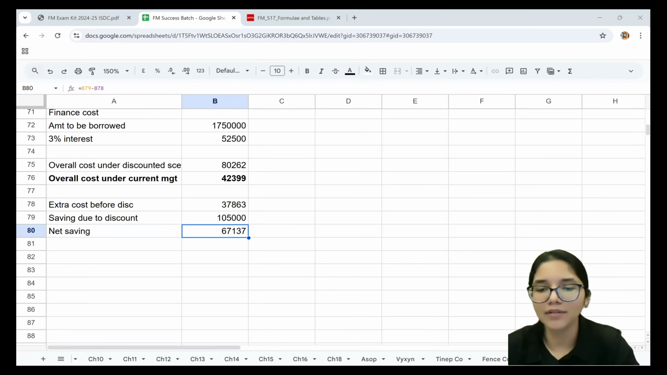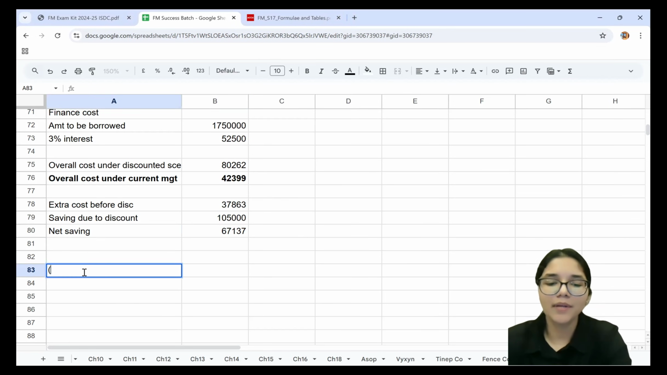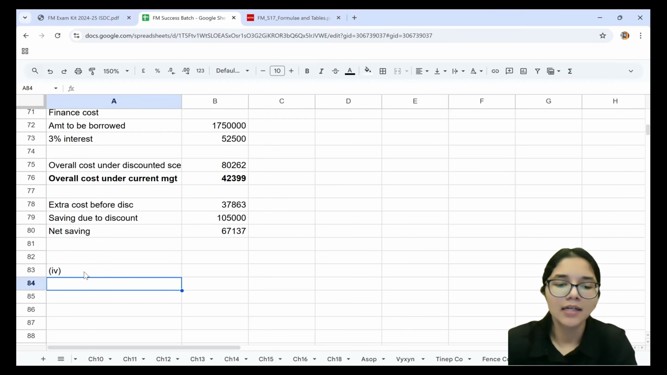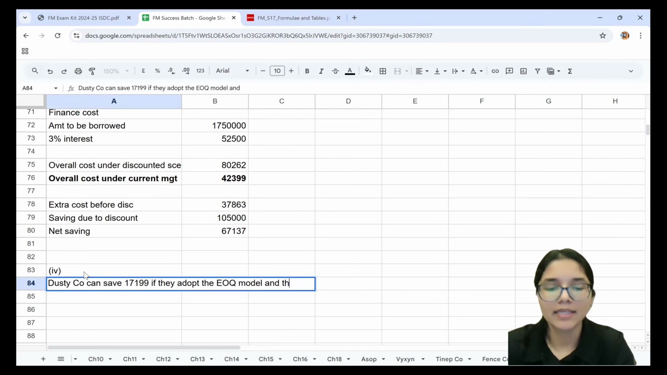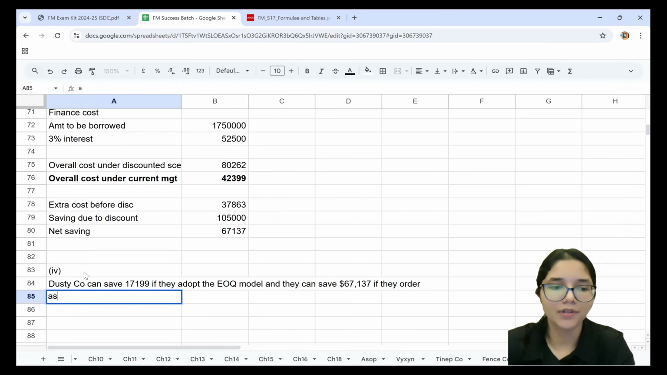Yes, they should go ahead with the bulk discount. So what your recommendation will look like over here is Dusty Company can save 17,199 if they adopt the EOQ model, and they can save $67,137 if they order as per the quantity discount.